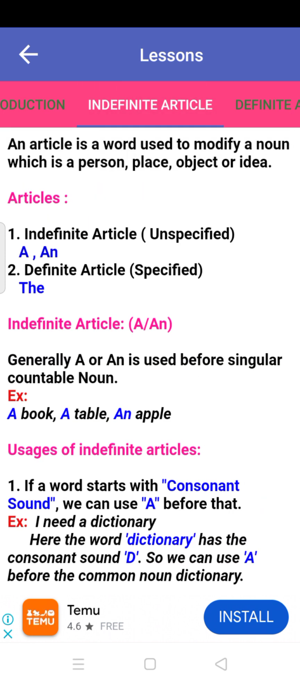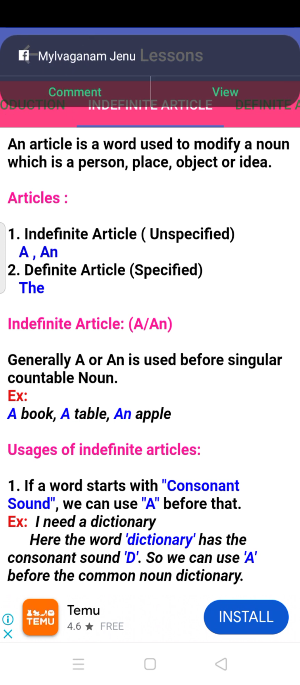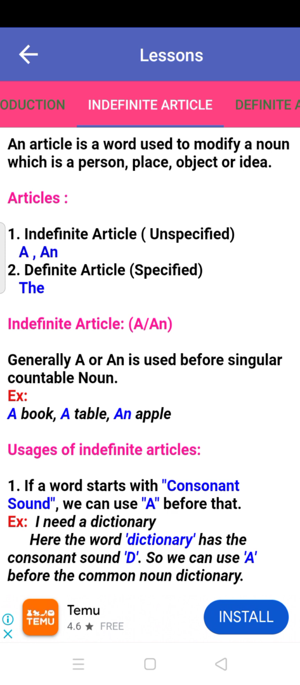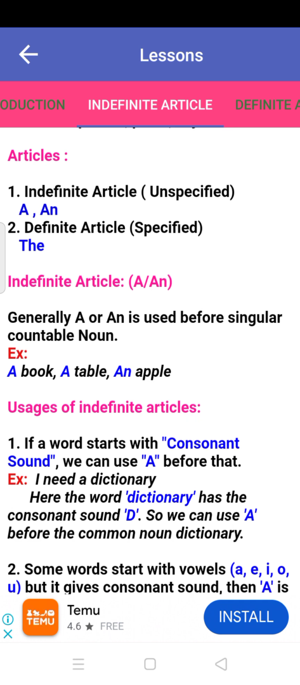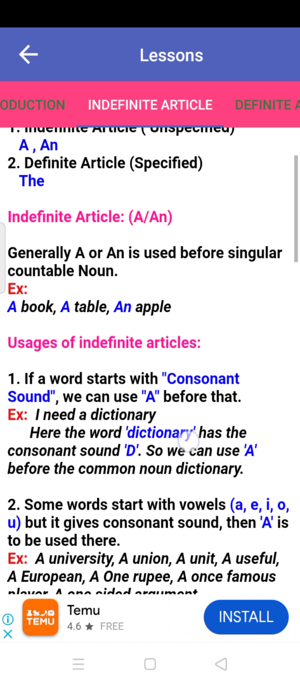An article is a word used to modify a noun, which is a person, place, object, or idea. So here are the articles. Indefinite articles are for the unspecified. They are a and an. At the same time, definite articles are mainly used for the specified. The indefinite article, a, an. Generally, a or an is used before a singular countable noun.